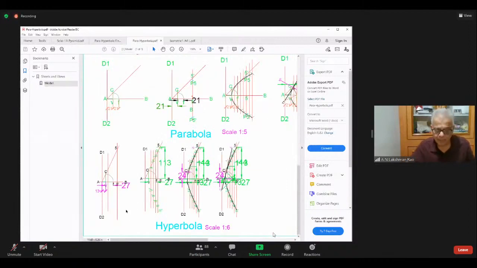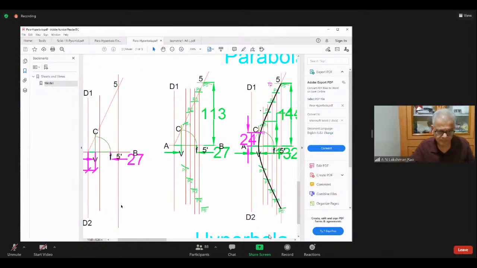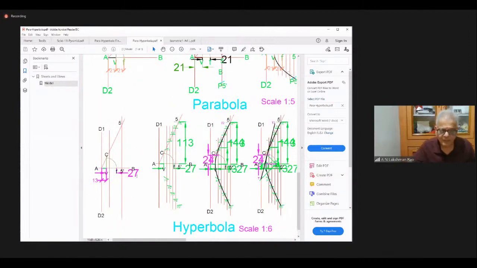Now, hyperbola, please. Hyperbola, first draw a reference line D1, D2. Are you able to see it? Like now, hyperbola D1, D2. Now, draw an axis. Mark a point A, draw the axis. Now, he has given the eccentricity 2 by 1. If this portion is 1, this portion is 2. AV is 1, VF is 2.